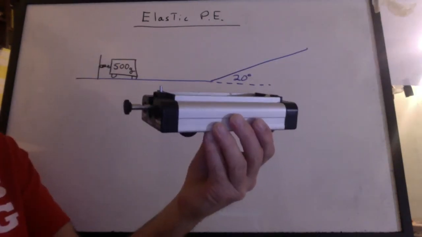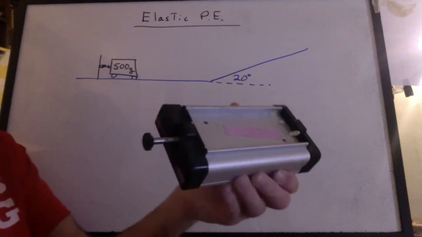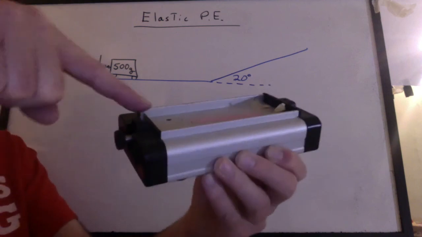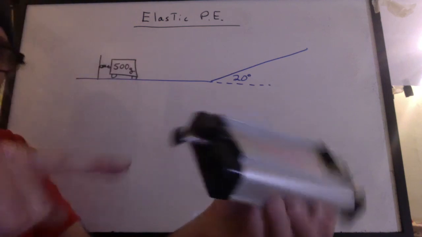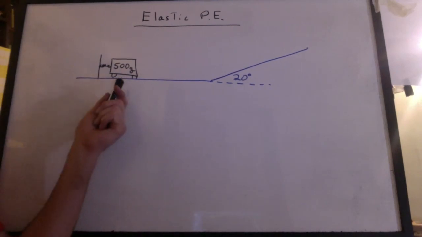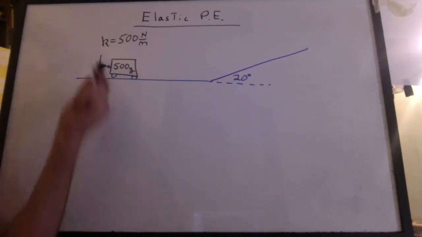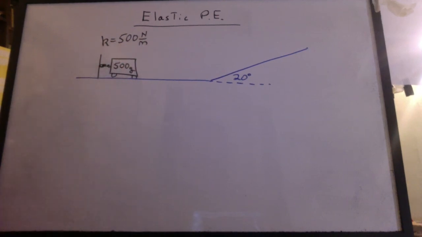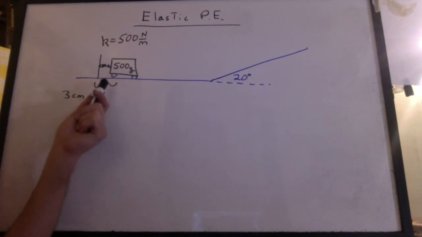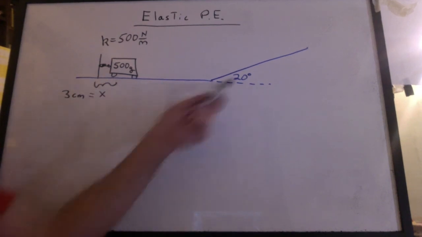All right, one more problem. At school, we have these cool plunger carts, and we can trigger them to shoot out. There's a spring inside here. They're 500 grams. The k is something like 500 newtons per meter for that little plunger. Let's say it gets compressed 3 centimeters. I press the trigger and release it. How high up the ramp will it go?